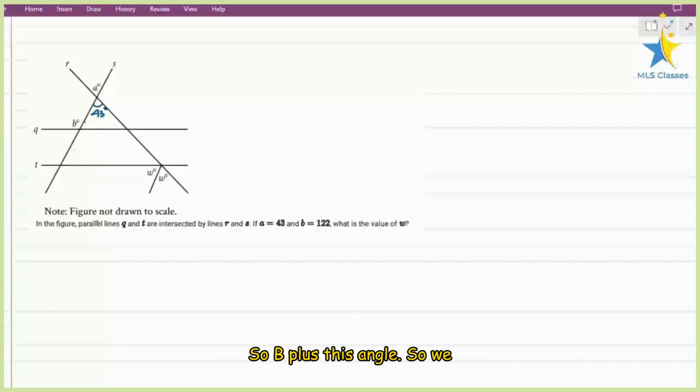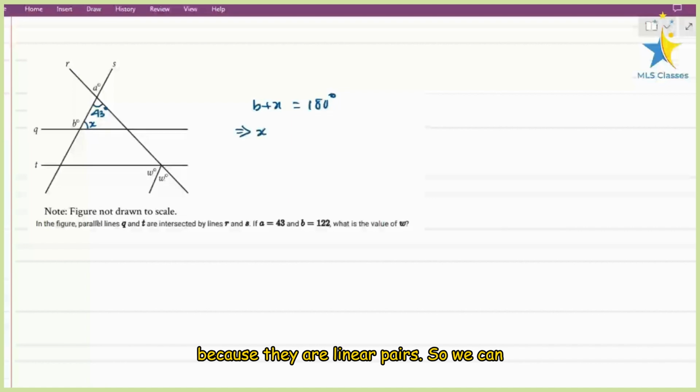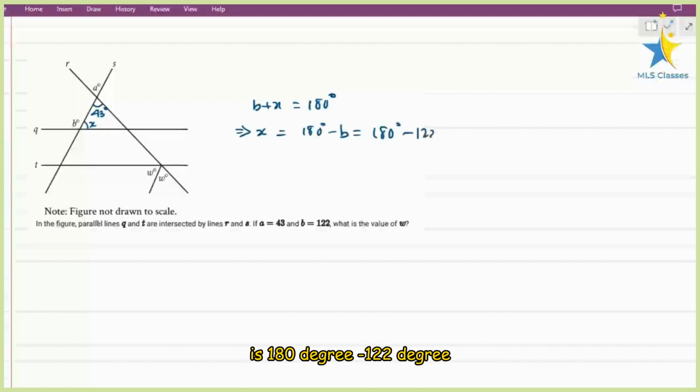So B plus this angle. Suppose this is X, then B plus X should be equal to 180 degrees because they are linear pairs. So X equals 180 degrees minus B, which is 180 degrees minus 122 degrees, that is equal to 58 degrees. So X we are getting is 58.